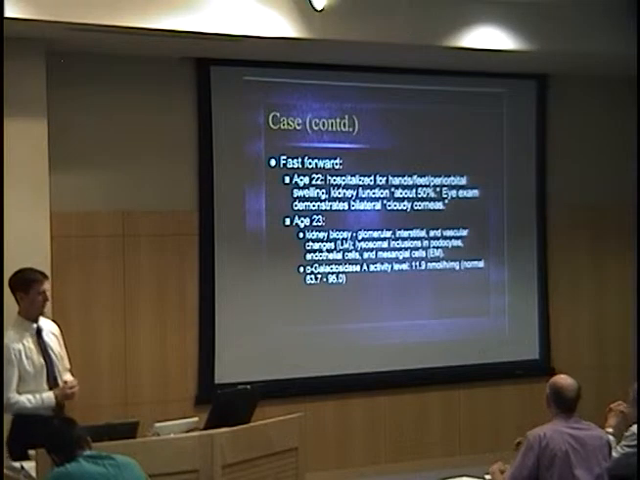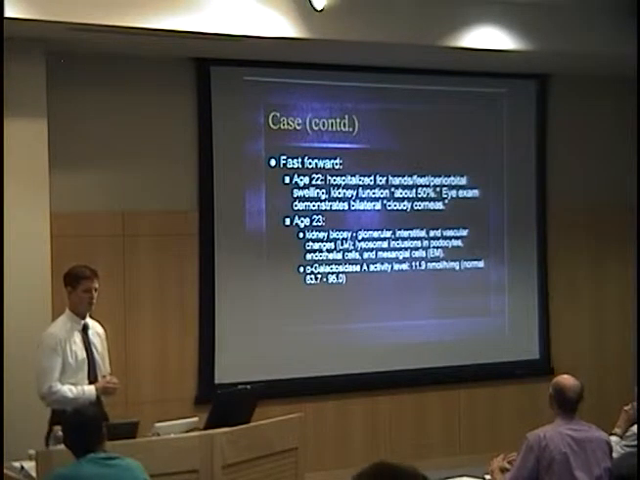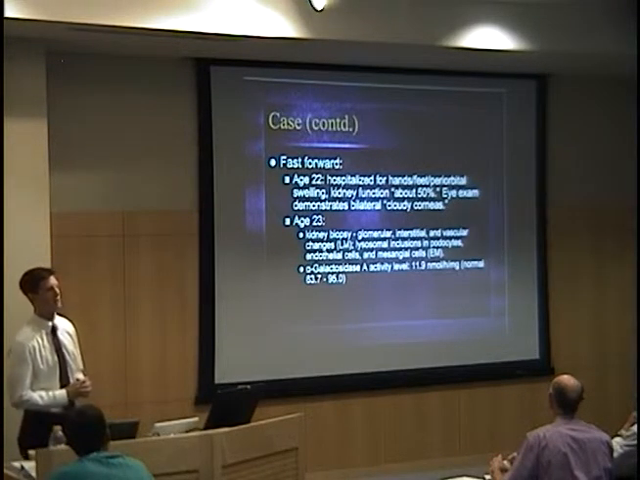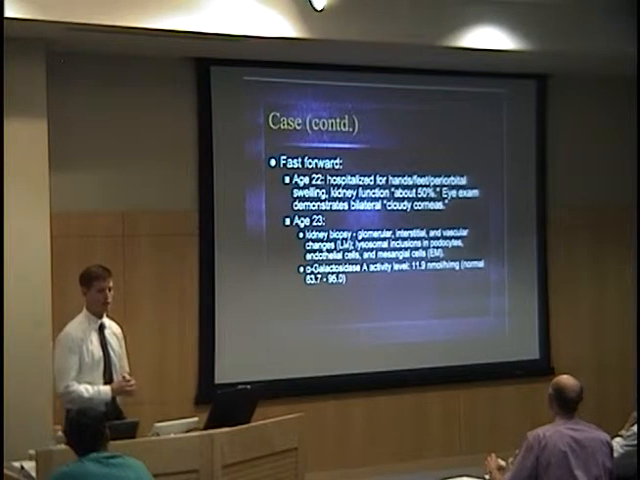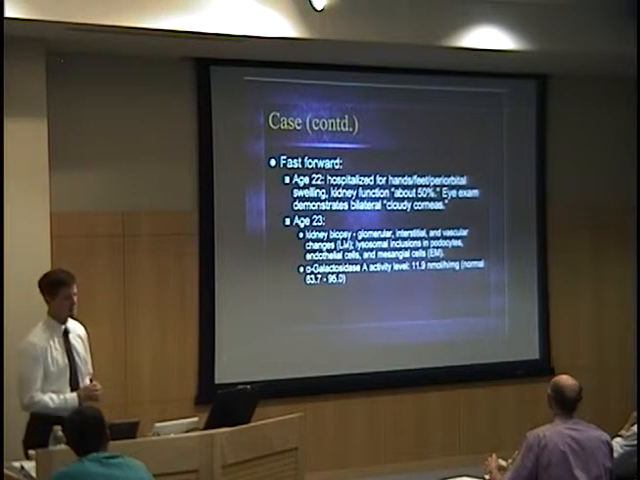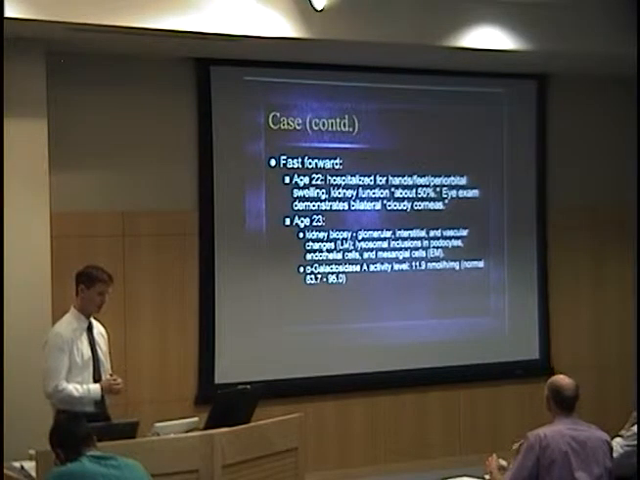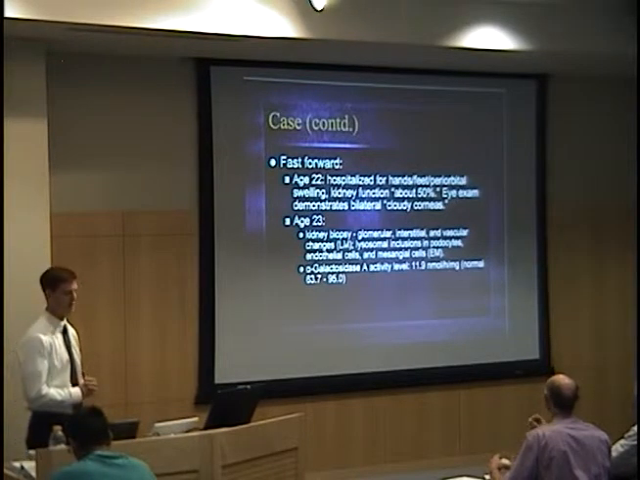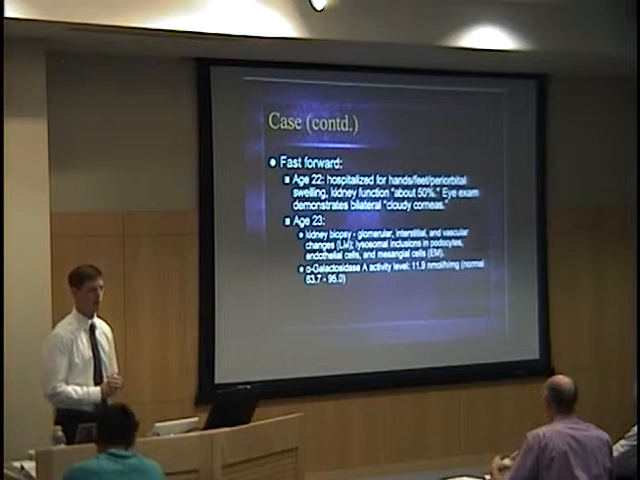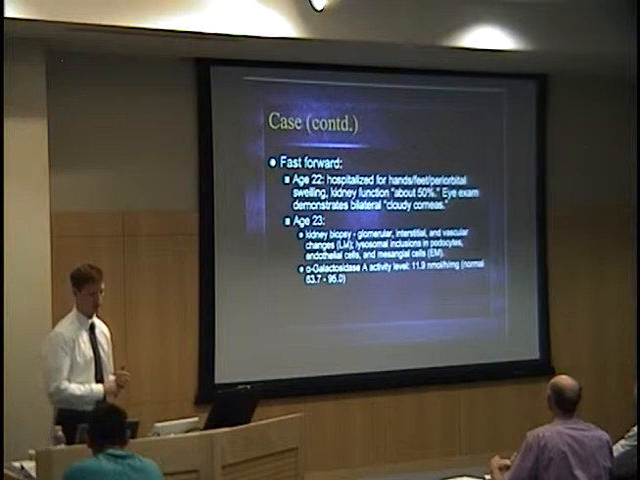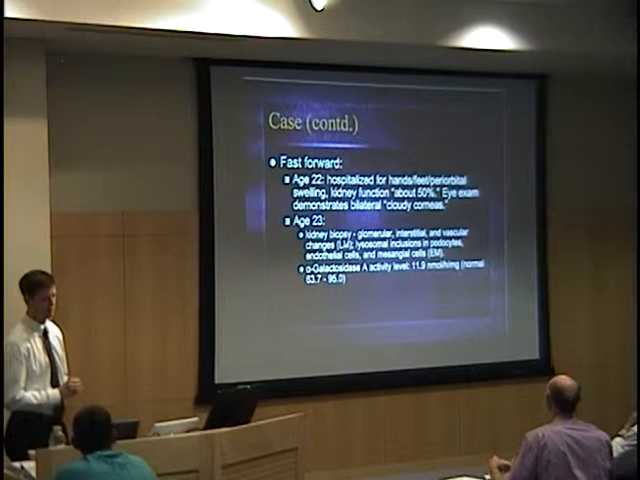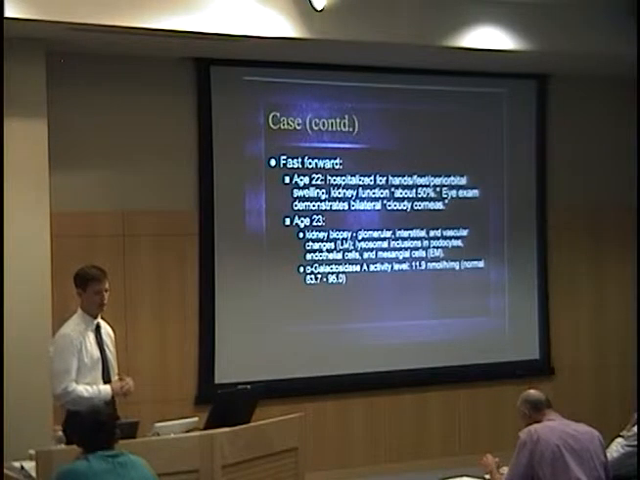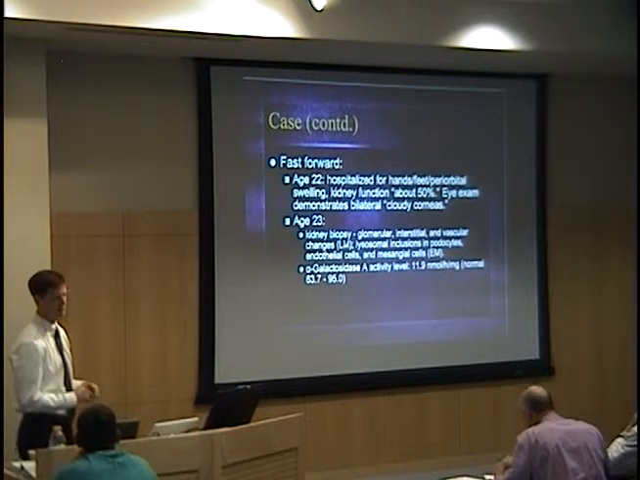We'll jump forward to age 22. Our patient was hospitalized with swelling of his hands, feet, and around his eyes. He was told that his kidney function was at about 50%, and an eye exam by the internist demonstrated cloudy corneas. Further workup went on, and at age 23, finally a kidney biopsy was done. There were light microscopic changes, including glomerular, interstitial, and vascular disease. And on electron microscope, you could see inclusions in the podocytes and the endothelial cells and the mesangial cells within the lysosomes.